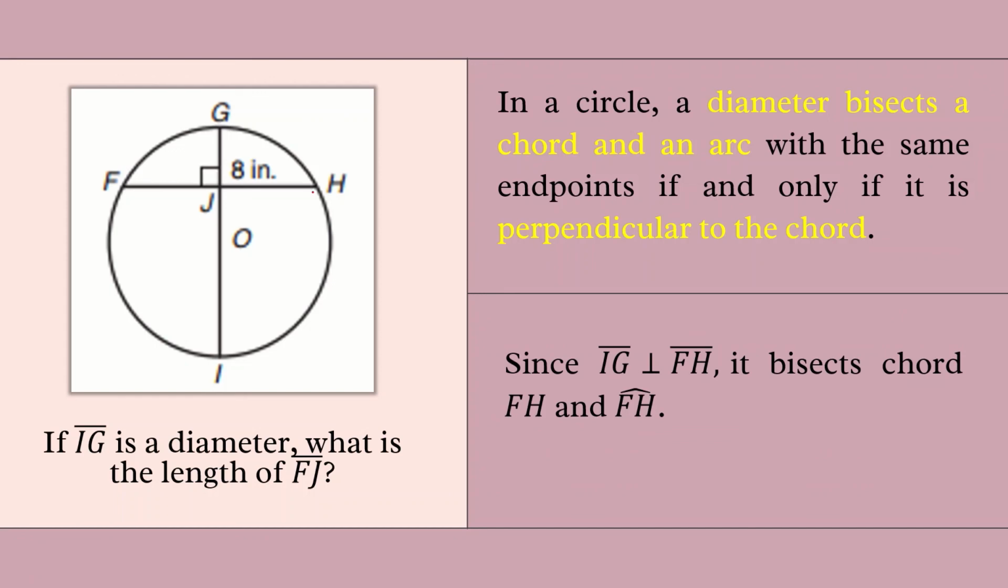So, pag sinabing bisect, ibig sabihin nahati into two equal parts. So, ibig sabihin yan, yung arc GH is congruent to arc GF and segment JH is congruent to segment JF. And since hinahanap natin ang length ng segment FJ and it is congruent to segment JH whose length is 8 inches, so we say that segment FJ also has a length of 8 inches.